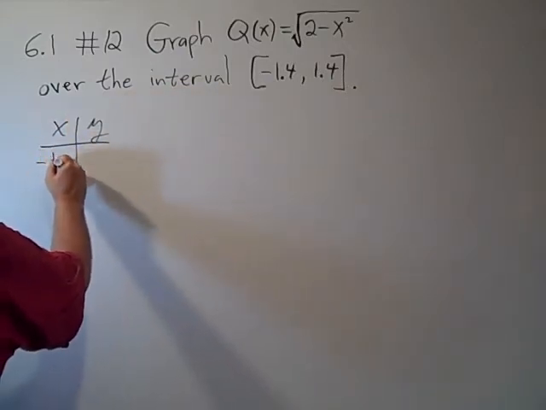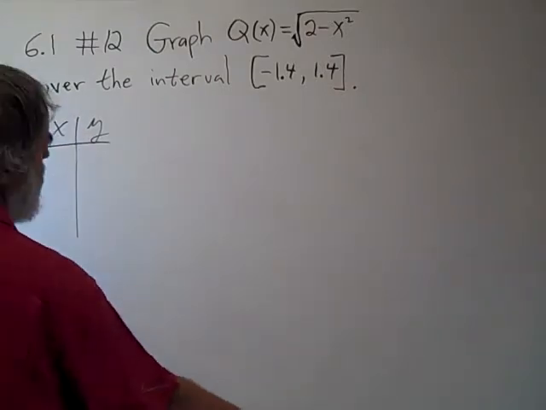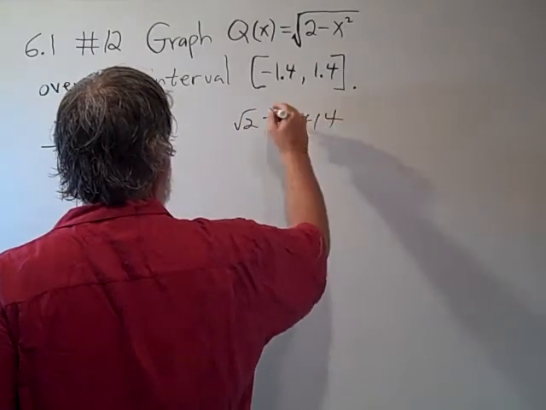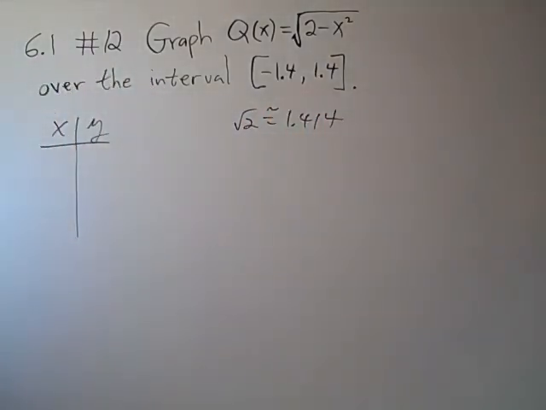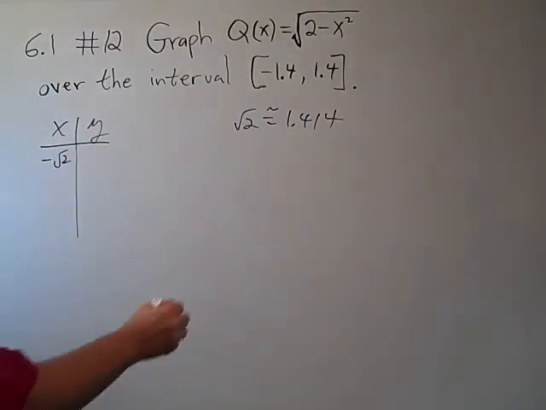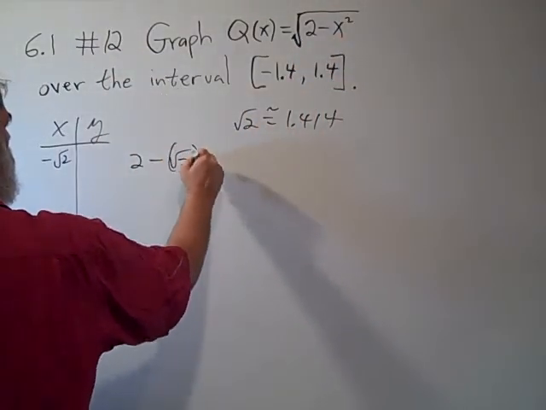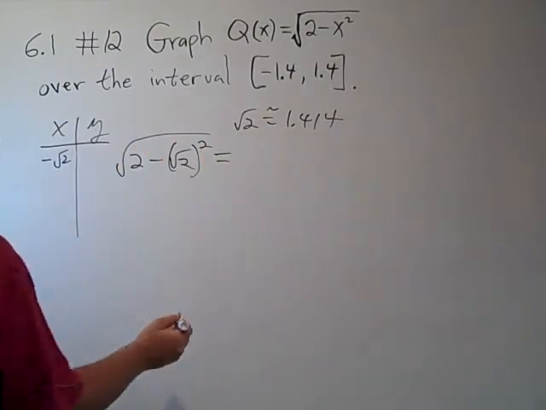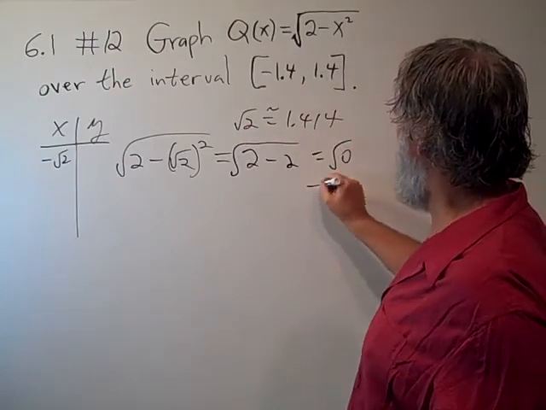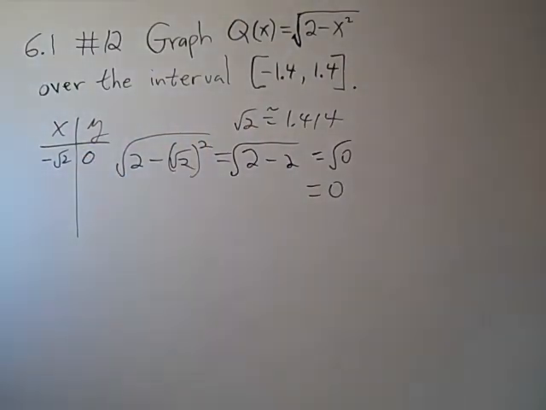So if x is negative 1.4, 1.4 is approximately the square root of 2. Now the square root of 2 is 1.414 approximately. So this looks like about negative square root of 2. If x was exactly equal to negative square root of 2, then 2 minus the square root of 2 squared would equal 2 minus 2, which is the square root of 0, which is 0.